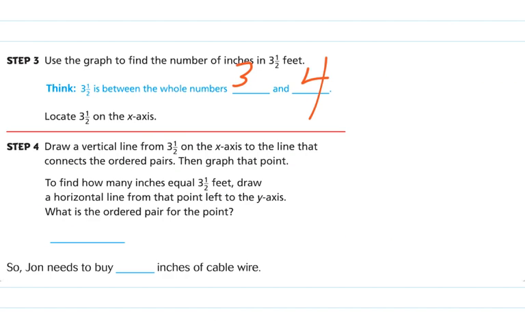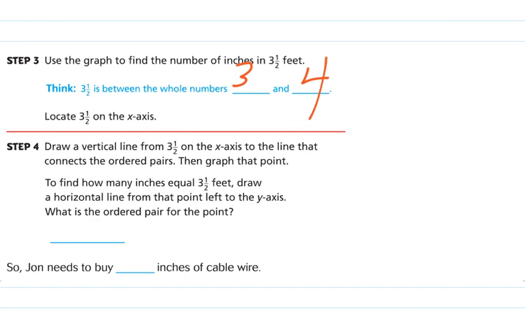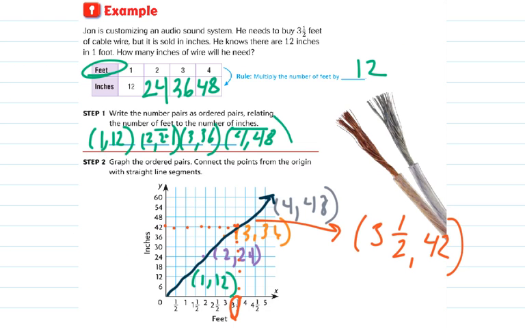It says to find how many inches equals 3.5 feet, draw a horizontal line from that point to the left of the y-axis. So we're going to draw a horizontal line, and when we analyze that relationship, we look there to see that the ordered pair is 3.5, comma, 42. So John needs to buy 42 inches of cable wire. And because we knew what he needed for 3 and what he needed for 4, we were able to deduce that for 3.5 he would need 42 inches.